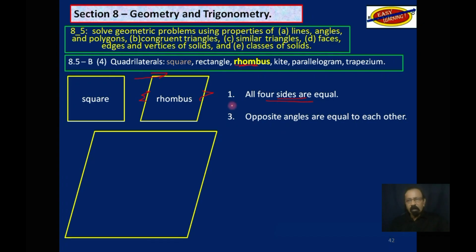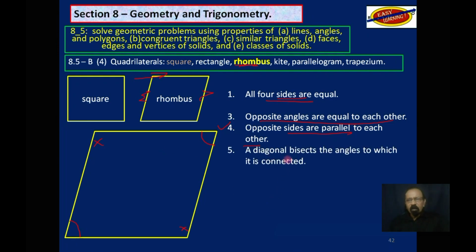First one is all four sides are equal. We will skip that one for a square. The second one is opposite angles are equal to each other. This angle here is equal to that angle there, and so is that one with this one. Thirdly, opposite sides are parallel to each other. That is also true for the square. Opposite sides are parallel to each other. A diagonal bisects the angles to which it is connected.